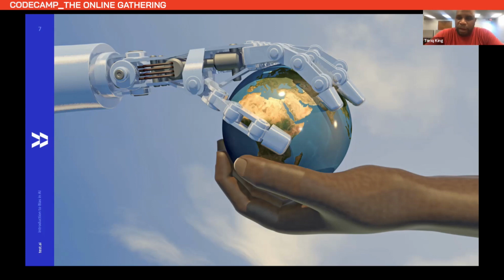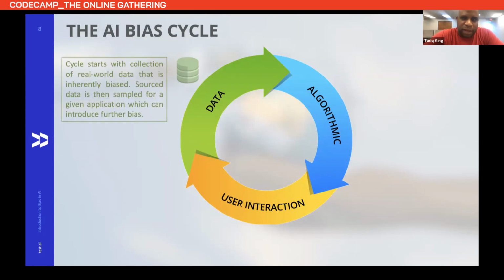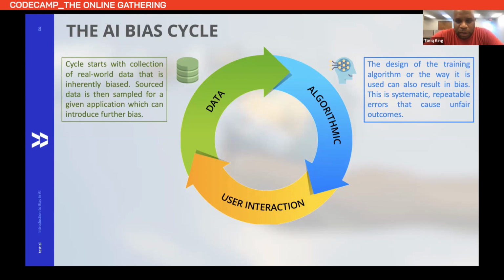That's where the idea of the bias cycle becomes a core fundamental thing that we should understand, right? This all starts with data, right? Us collecting data from the real world, and that data is inherently biased, as we mentioned. But then we source, sample and select from that pool of data, which can introduce further bias into the system. So data bias is definitely a core part of this problem, right? But then we design algorithms, right?